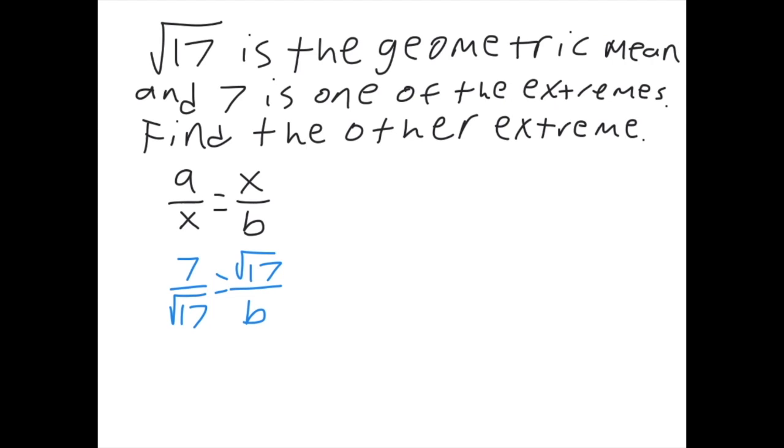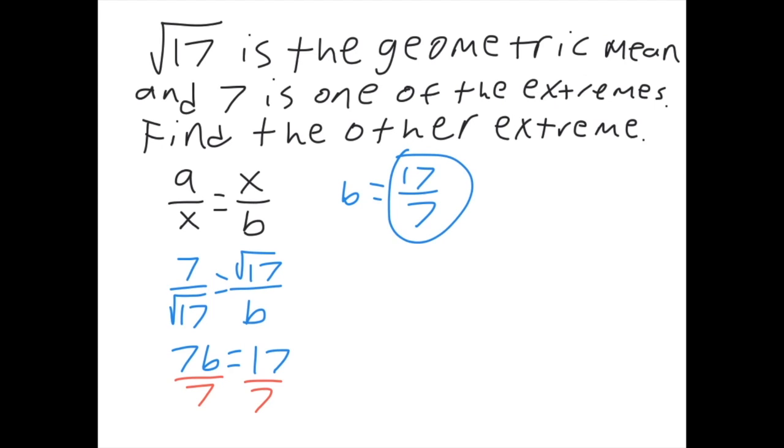So cross multiply, 7 times b is 7b, and square root of 17 times square root of 17 is 17. The square roots cancel each other out when they multiply. Now, divide both sides by 7, and that will give you b equals 17 over 7. So the second extreme is 17 over 7, which if you want to turn into a decimal would be 8.5.